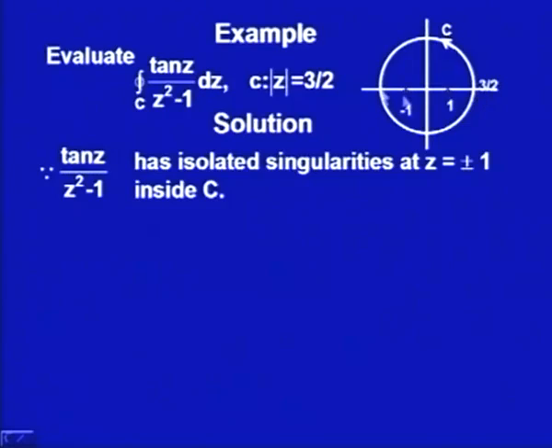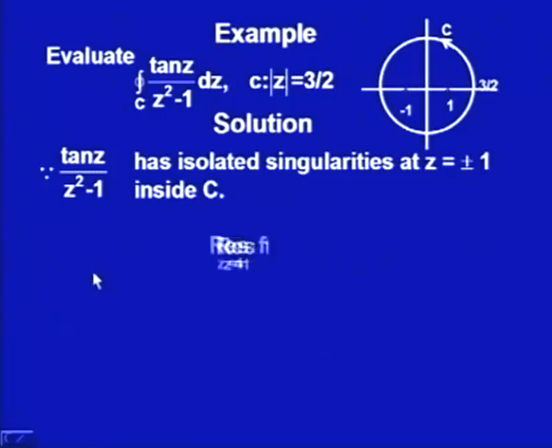So, this is plus 3 by 2, this would be minus 3 by 2. So, 1 and minus 1 both would be inside the contour C, that is, they are interior to contour C. So, now we have two singularities inside the contour C. Now, we are again going to use our residue method and residue theorem. For that we require the poles at z is equal to plus 1 and z is equal to minus 1. Let us find out the residues.